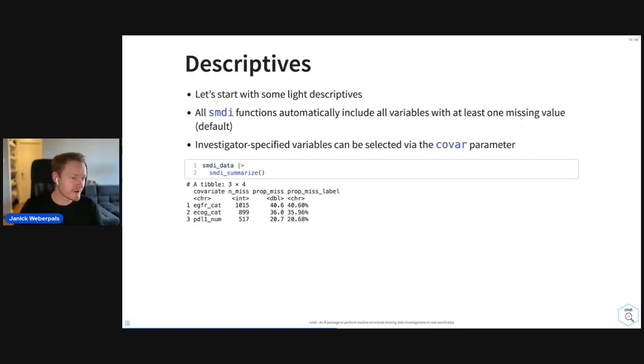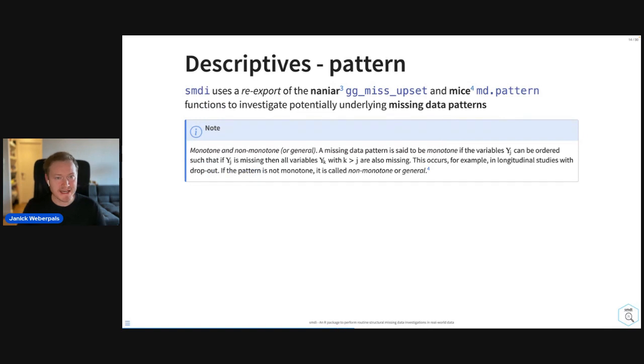It shows you the covariate, the count of missing observations, and the proportion of the missingness. So nothing too exciting here. Then in terms of the patterns, something we wanted to do is to be able to visualize the missingness patterns in a set visualization technique.